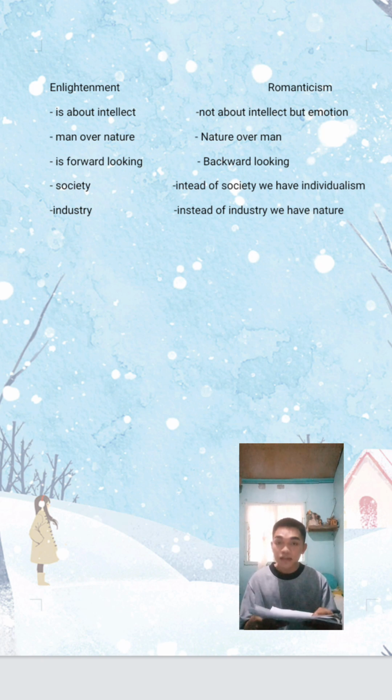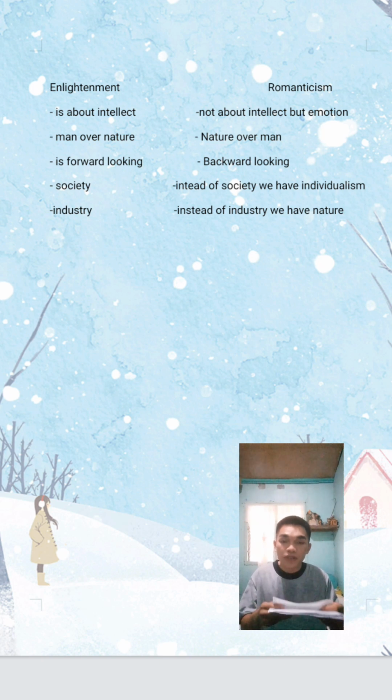Then other is Enlightenment is forward looking, but Romanticism is backward looking. Instead of society, we have individualism. Instead of industry, we have nature. So that's how Romanticism works.